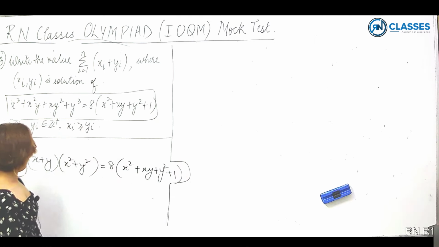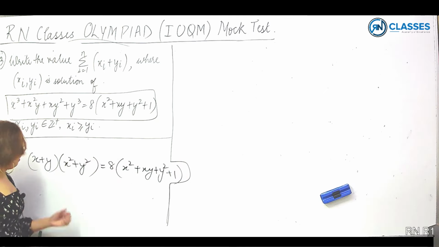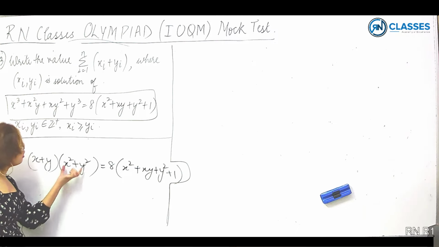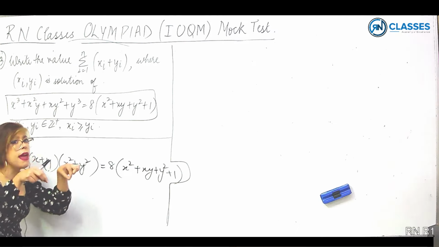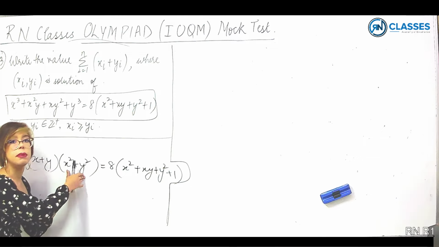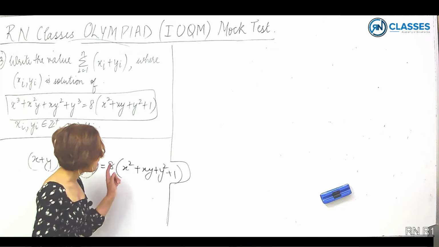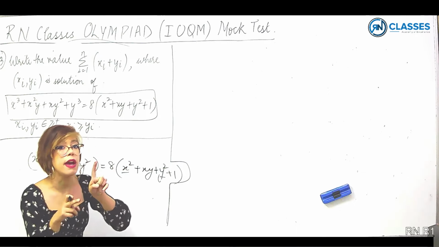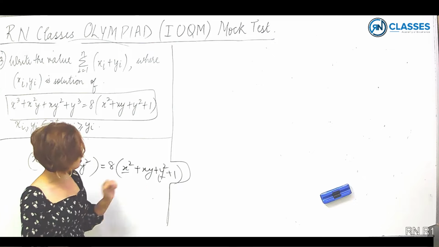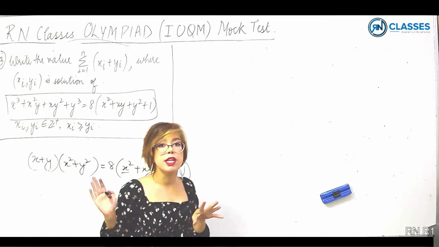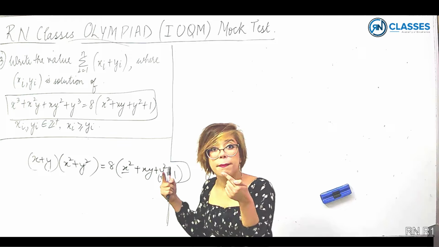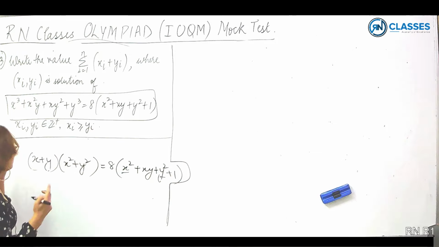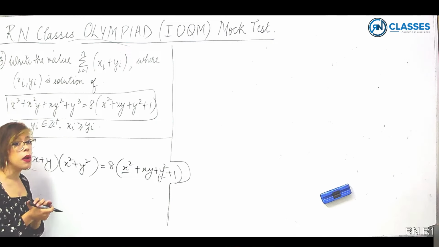Okay. Now, what do I do? Observe carefully. I have x plus y. Then I have x square plus y square. This term is related to x plus y by means of x plus y whole square. Now, x square is there and y square is there. Again, these two terms are related with x plus y and xy. So in this equation, x plus y and xy are recurring. They are coming again and again. If they are coming again and again, let us just substitute them. Let's see what happens.